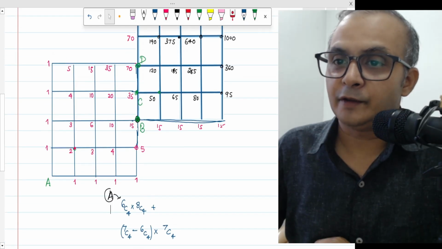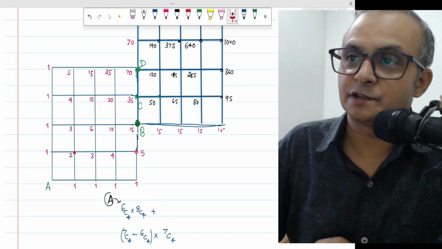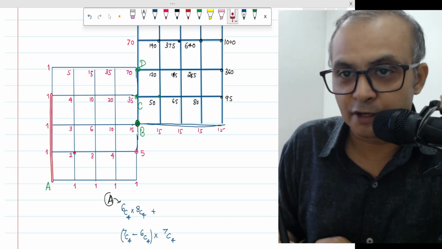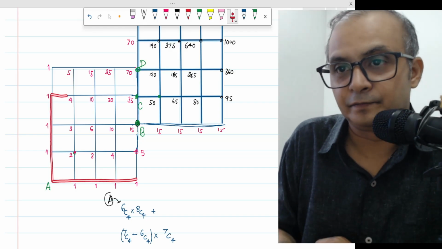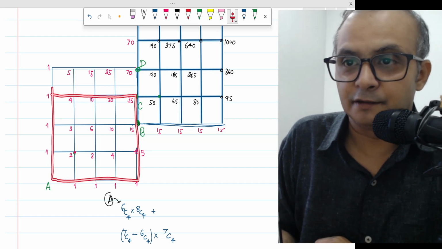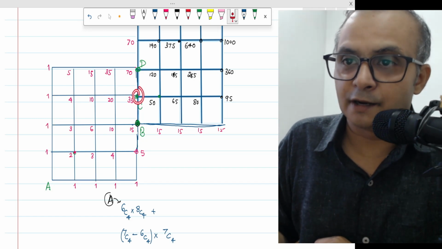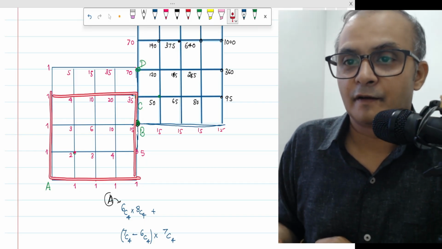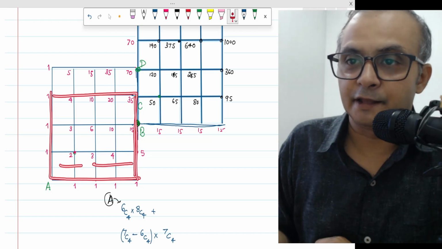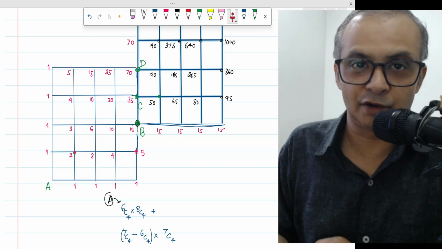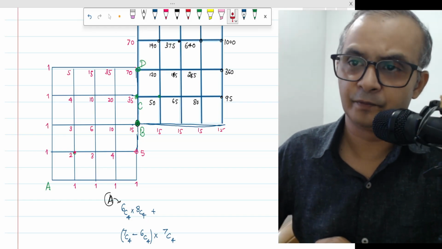Now we try to reach the same destination via C. To get that, I have to consider this rectangle, isn't it? If I'm considering this rectangle, the total number of ways to reach C is what? This is 4 right, 3 up. So total 7 factorial divided by 4 factorial, 3 factorial, which is 7C4.